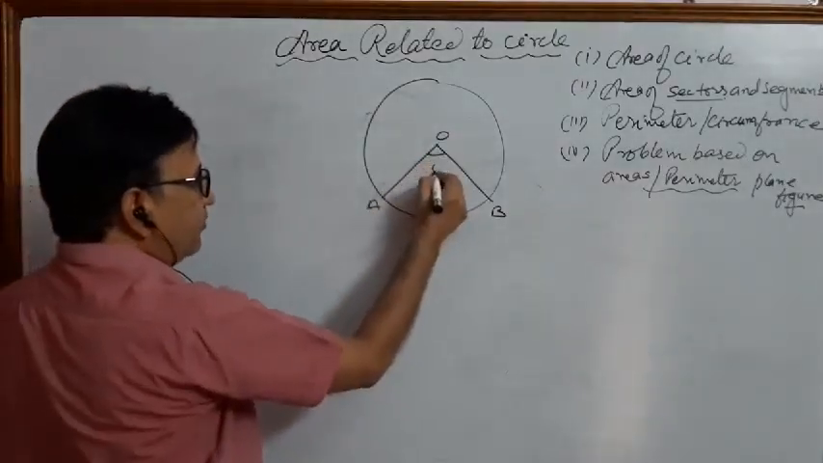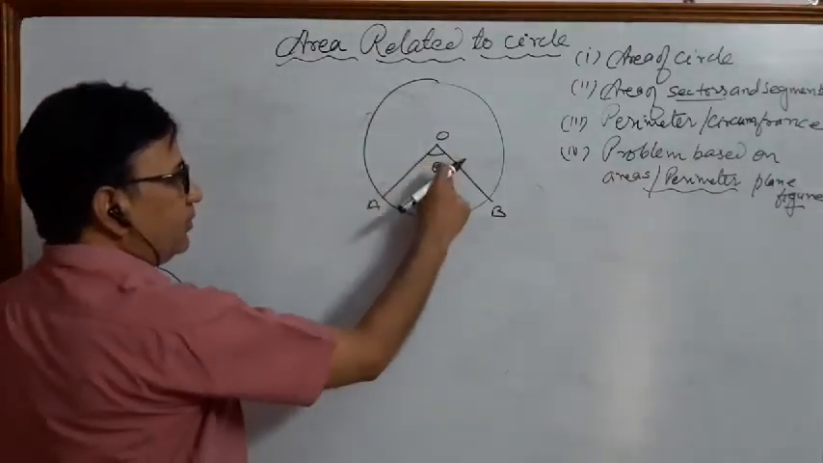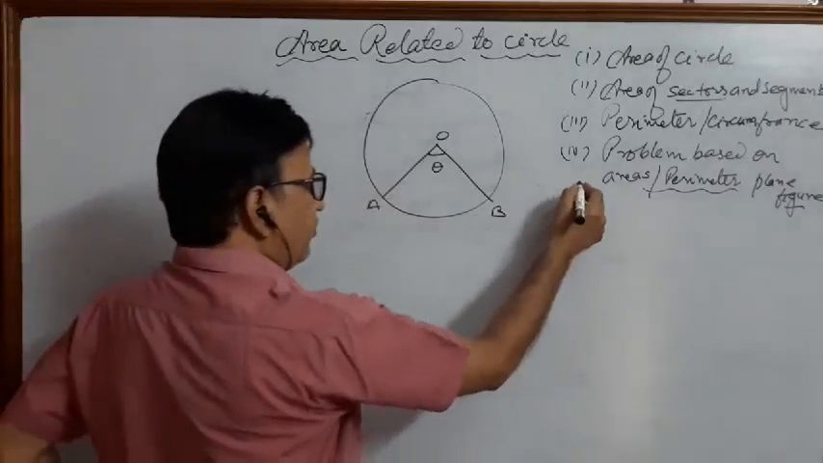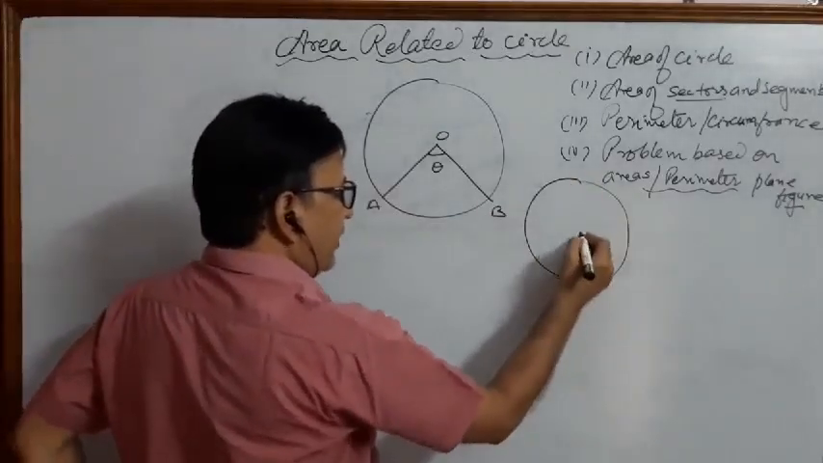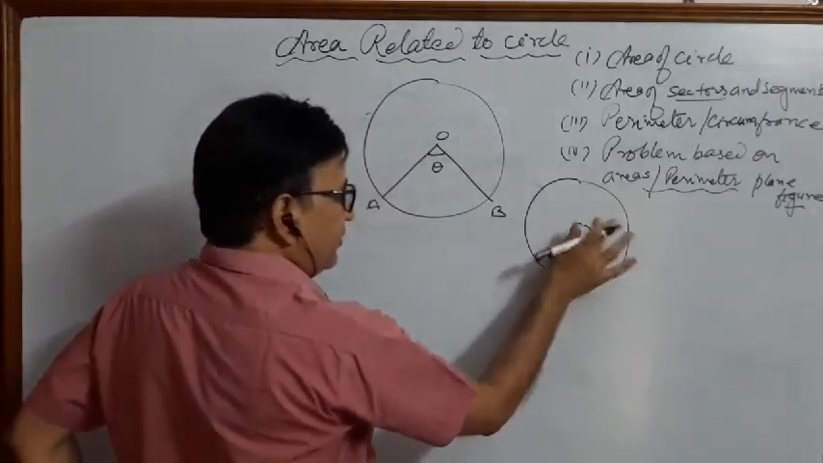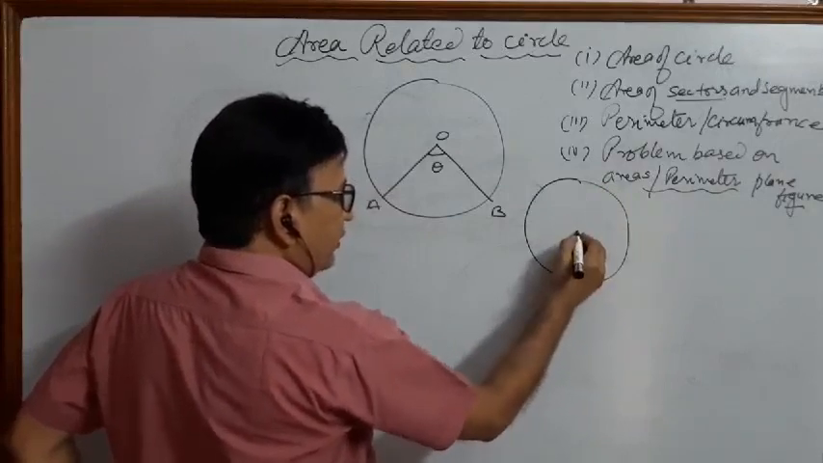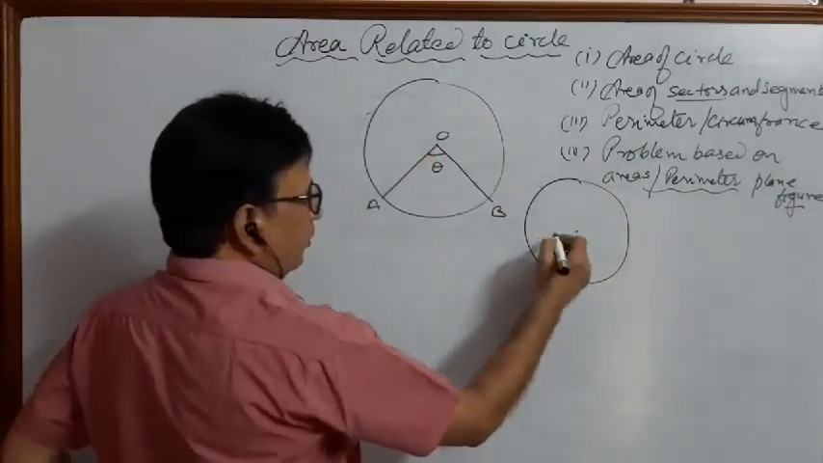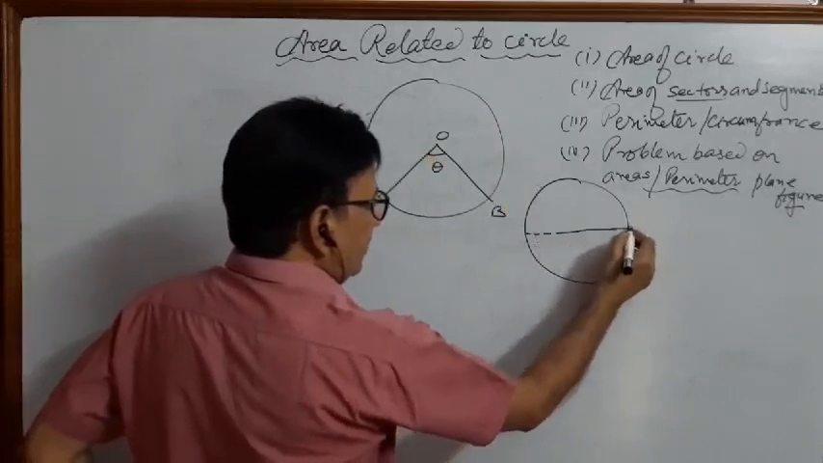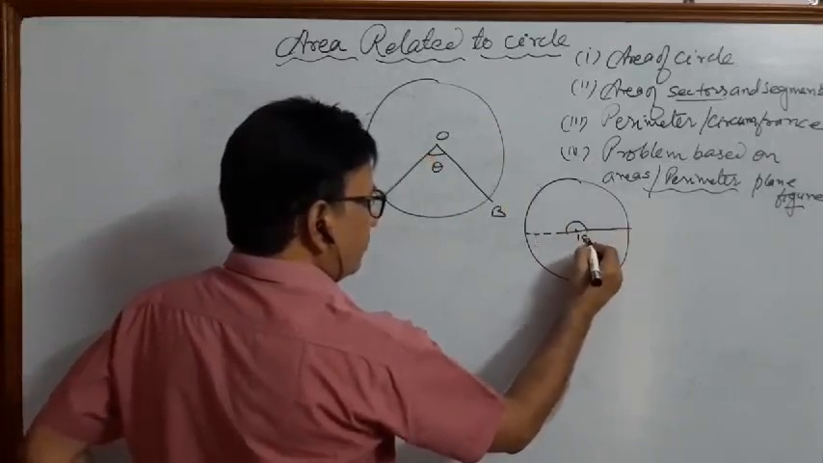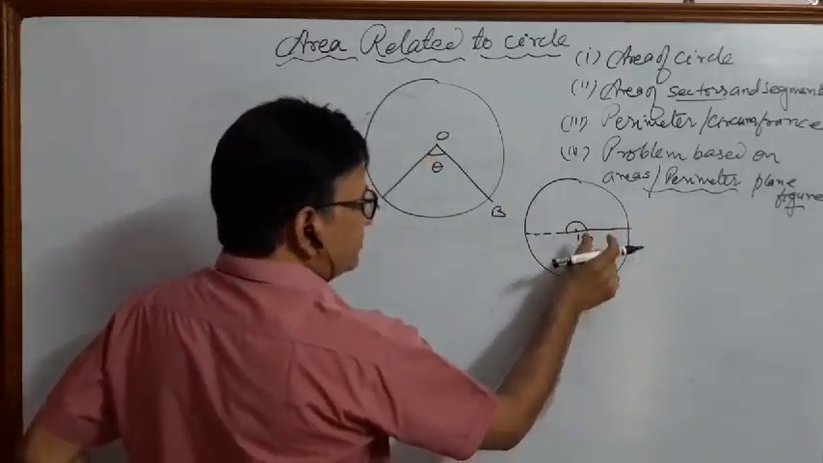Suppose this angle is theta. Clear beta? And this complete angle, if I just compare, the complete angle is 360. If we take it fully, the whole becomes 360. If we rotate it, this is 180, and then come back, then it becomes 360.